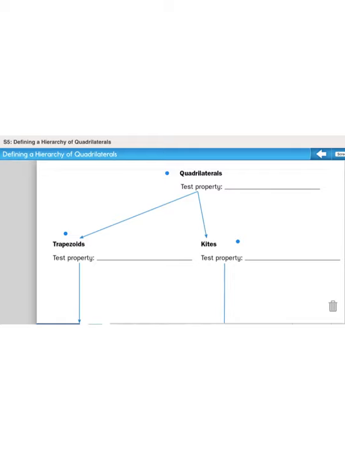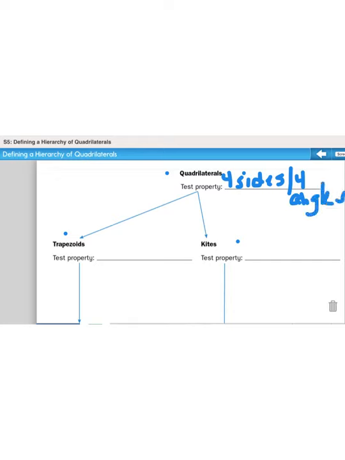Are all of the figures quadrilaterals? Yes. How can you tell? They all have four sides and they all have four angles. What is a property that you can use to test whether a figure is a quadrilateral? It has to have four sides and four angles. So we're going to write four sides and four angles on this line next to where it says test property. Four sides and four angles. I kind of run out of room with this pen.